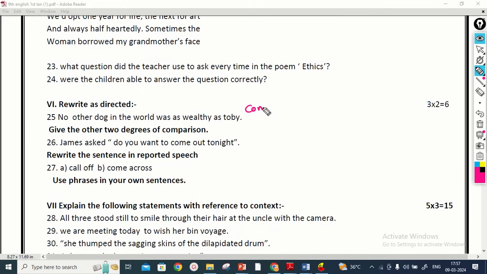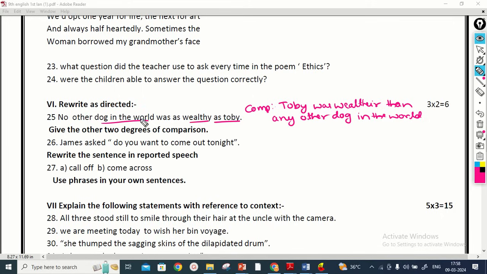So for the comparative degree, we have to write: Tobe was wealthier than any other dog in the world. When we change from the positive degree to the comparative degree, the first part goes to the first part, and this part comes to the last part of the sentence.